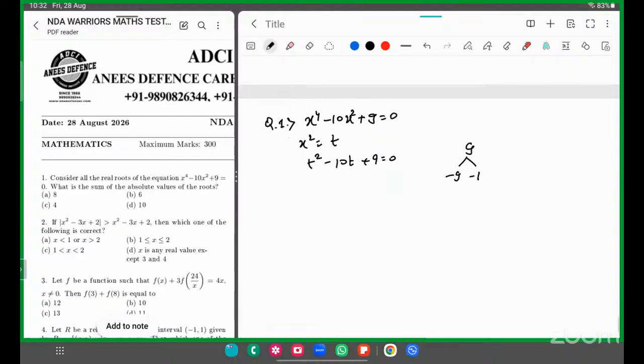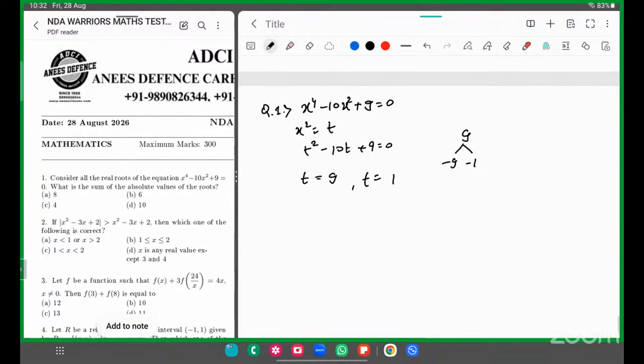Okay. So when you will equate it, its sign gets changed. So t value will be equal to plus 9 and t will be equal to plus 1. So we have considered t as x square. So when we put the value of x square as 9 and x square equal to 1, we will be getting x equal to plus minus 3, x equal to plus minus 1.